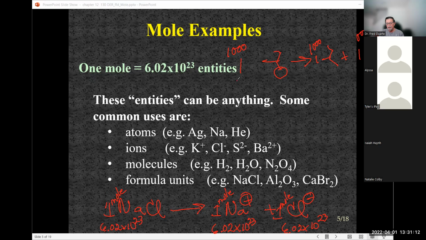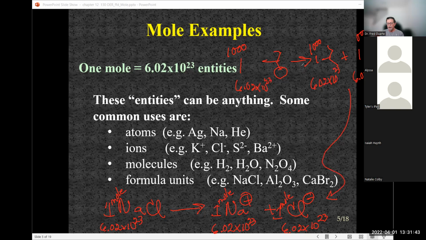So that means if I have 6.02 times 10 to the 23rd unicycles, and I took the tires off each and every one of them, I'm going to have 6.02 times 10 to the 23rd frames, right? And 6.02 times 10 to the 23rd tires, because I've separated them, okay? No different than down here with respect to sodium chloride.